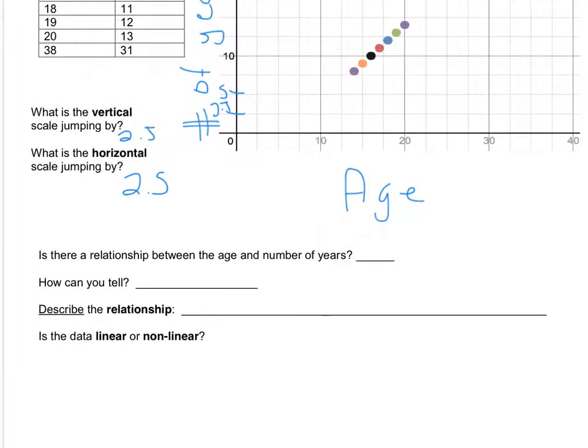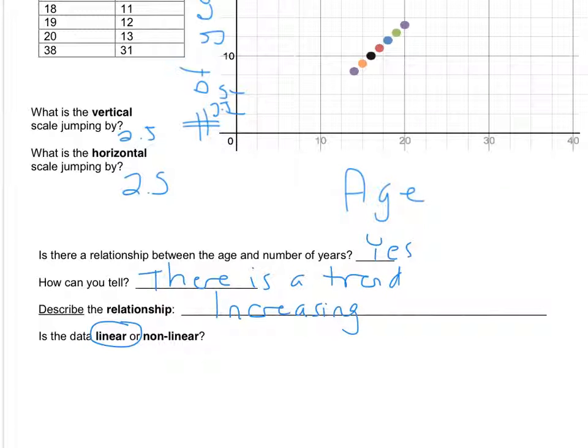So is there a relationship? Yes. How can you tell? We can say there is a trend in the points, or pattern in the points. Describe the relationship. It is an increasing relationship. As the age increases, the number of years older than a 7-year-old increases, and it forms a line, so it is linear.